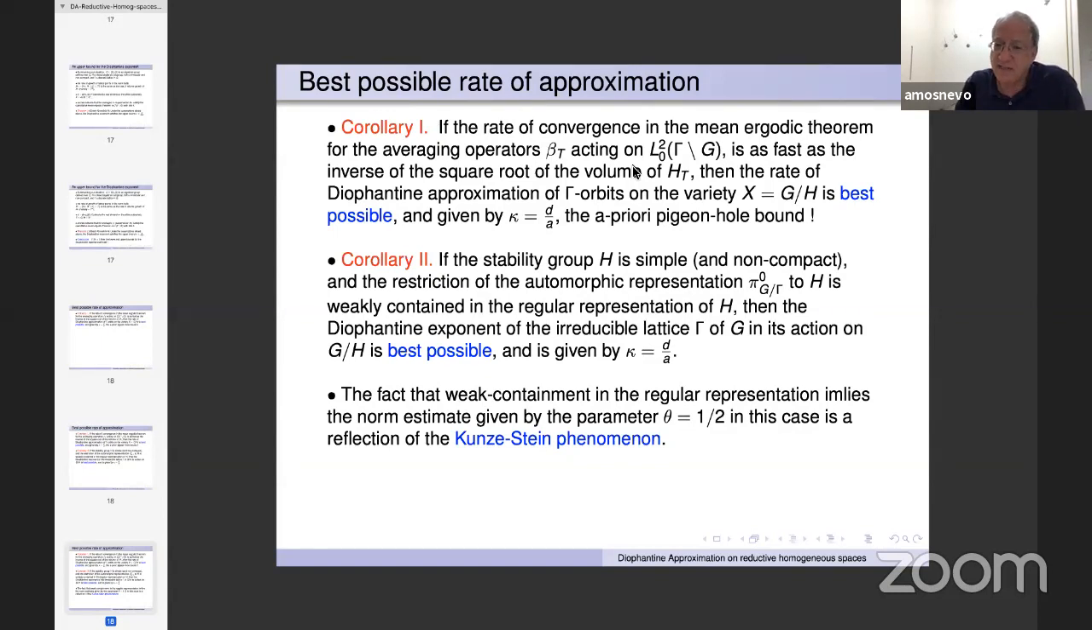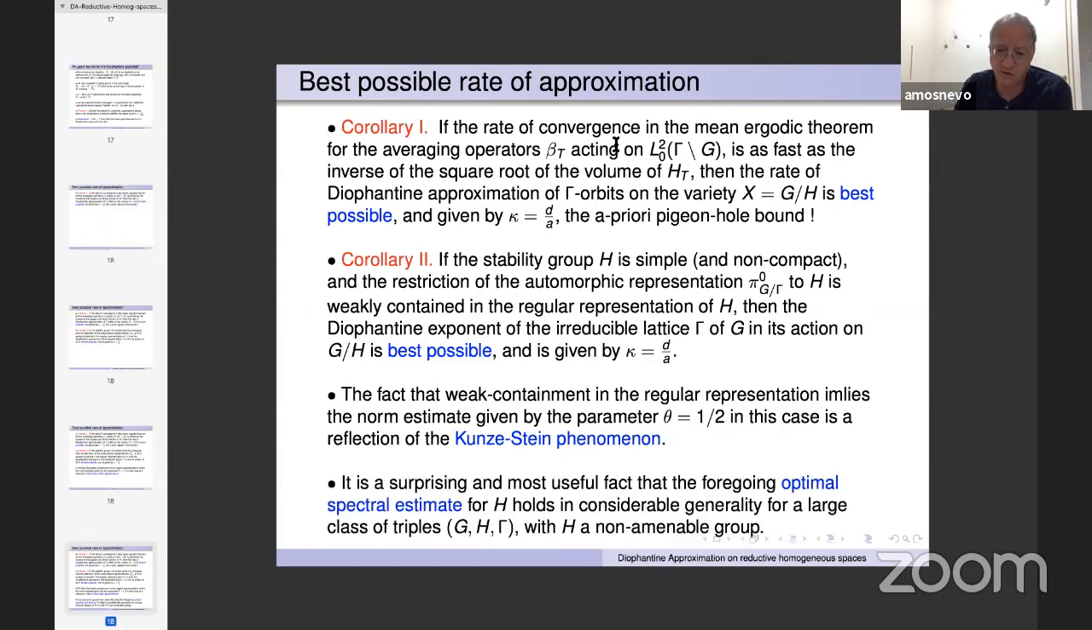which gives you an operator norm estimate given your spectral information, or being weakly contained in a regular representation.